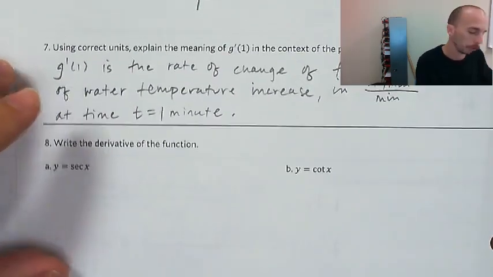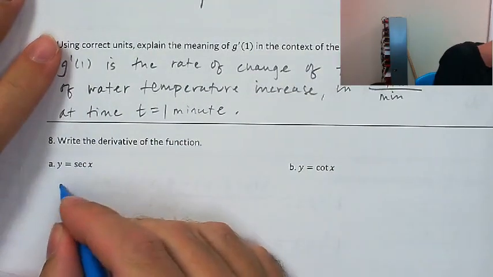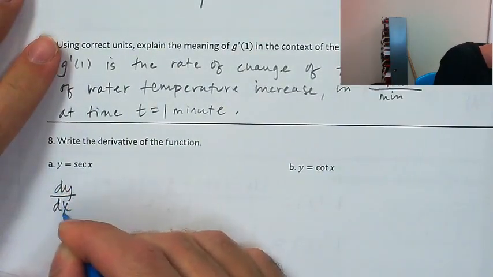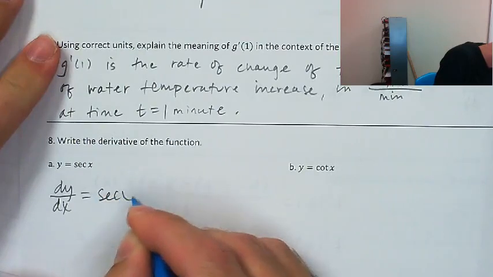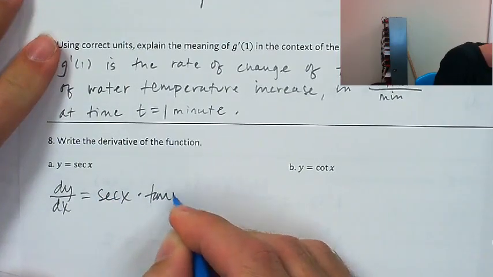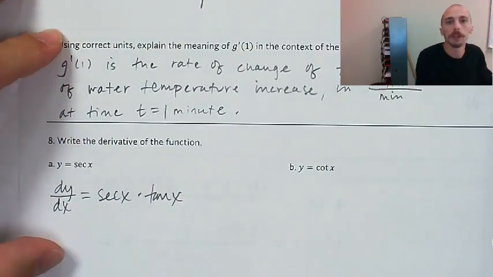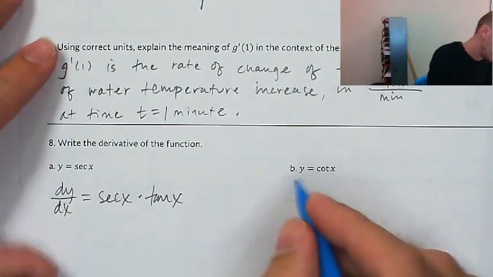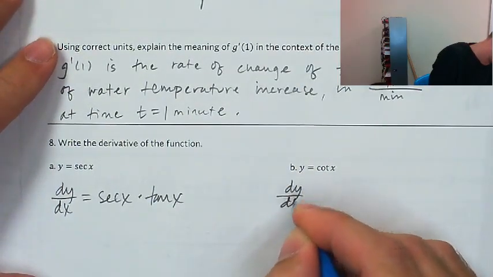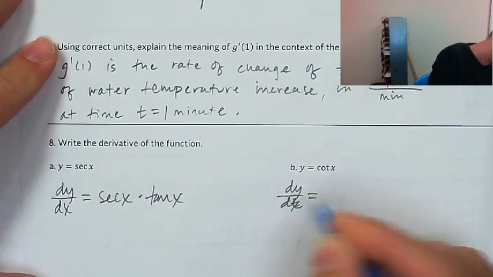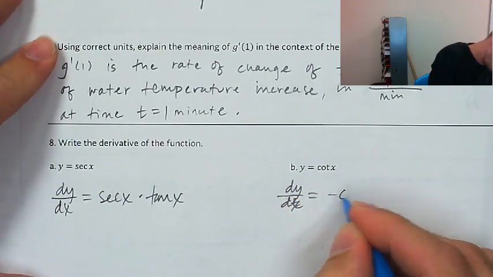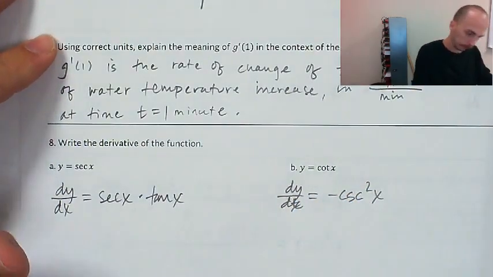Okay. Now these last two, we're going to write the derivative of the function, and I know that if y is secant x, dy dx is secant x times tangent x. Okay, but if you didn't remember that, you would need to use the quotient rule for that, right? And then I know that the derivative of cotangent is, dy dx, is negative cosecant squared x. Okay, that's formula.